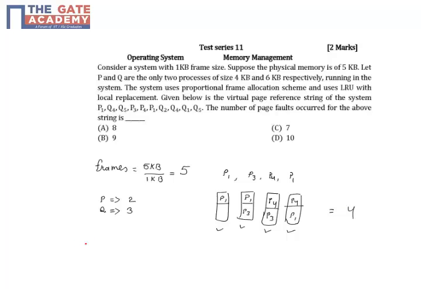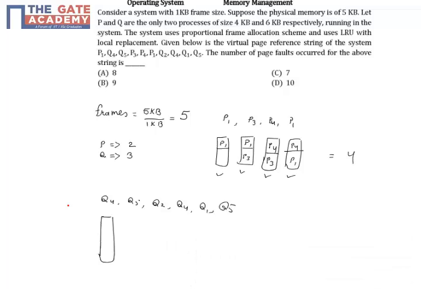Now for process Q, we will have Q4, Q5, Q2, Q4, Q1 and Q5 in the reference. If this is the reference, then for Q4 there will be 1 page fault, again for Q5 also, and for Q2 also, just because places are empty. Q4, Q5 and Q2, these 3 pages will be there in the frames.